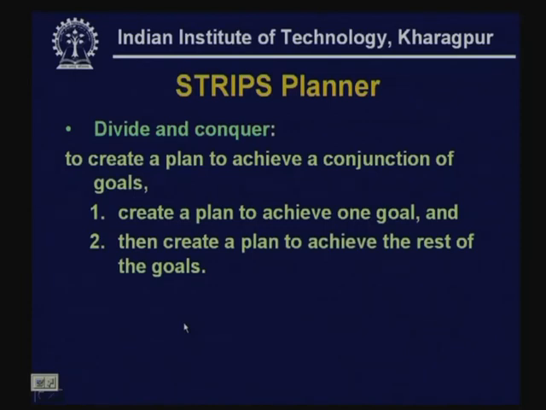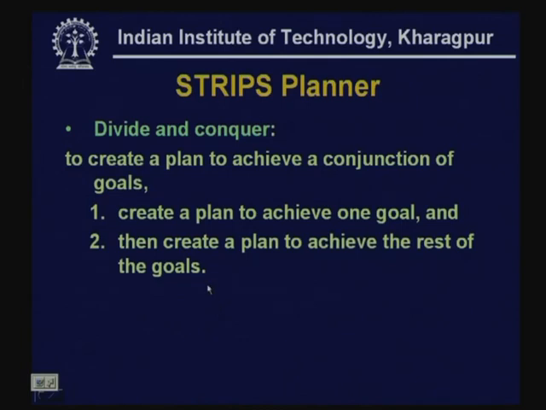Now that we have talked about progression and regression, let us go back a little bit and discuss the planning algorithm which is used in the STRIPS system. The STRIPS system is basically a divide and conquer search. The objective is to create a plan to achieve a conjunction of sub goals, and this is done this way. We create a plan to achieve the goals in isolation, each goal separately, and then we combine these plans. So, we create a combined plan to achieve all the goals.